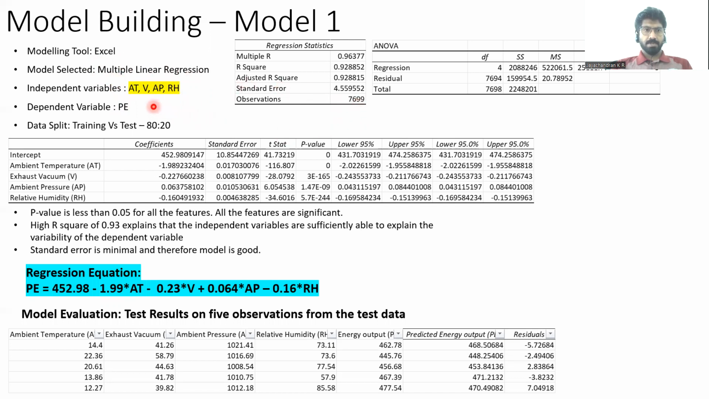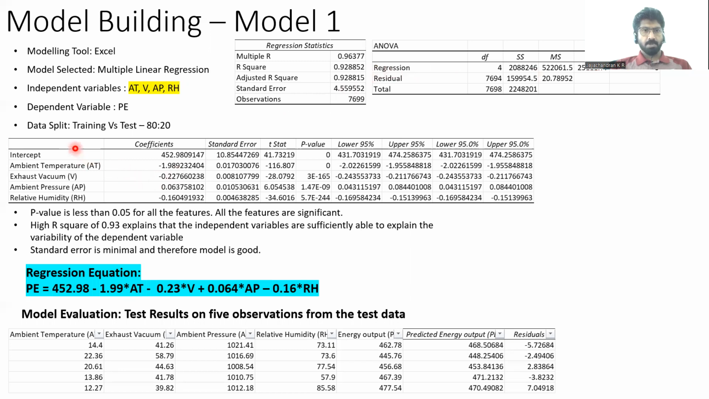After completing the model, we can see the regression statistics. Here the R square is close to around 0.93. And also here, we can see that the p-value for the regression is actually 0, which is less than 0.05. So this model is pretty good.